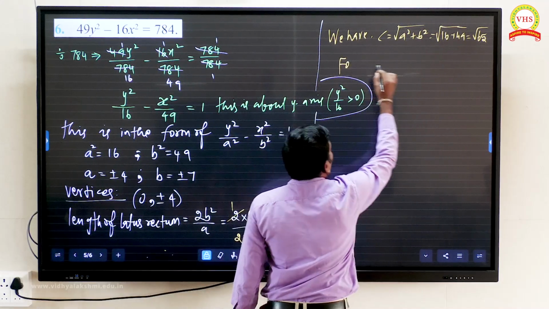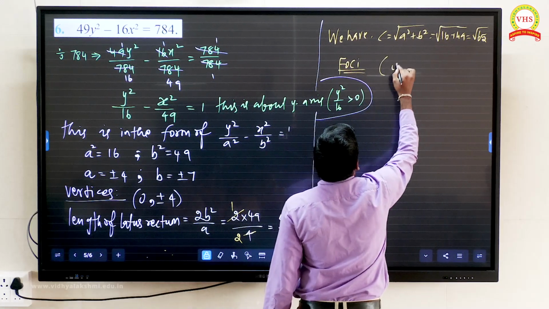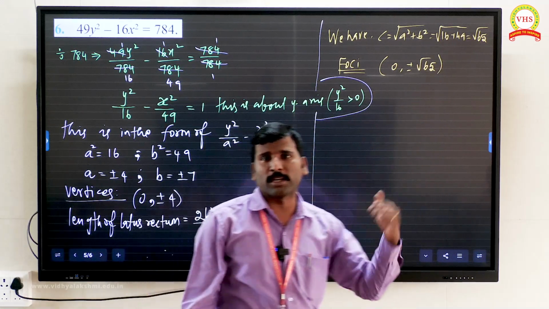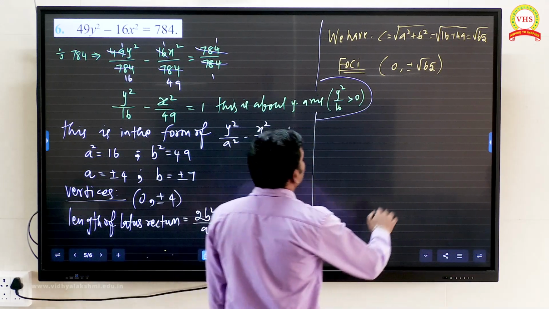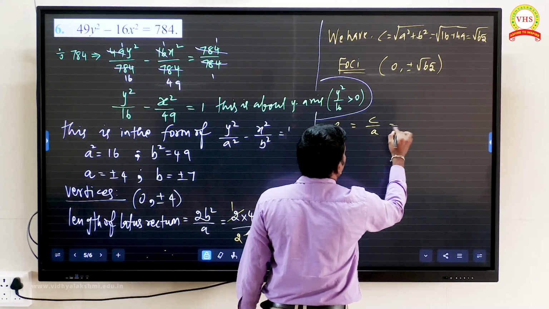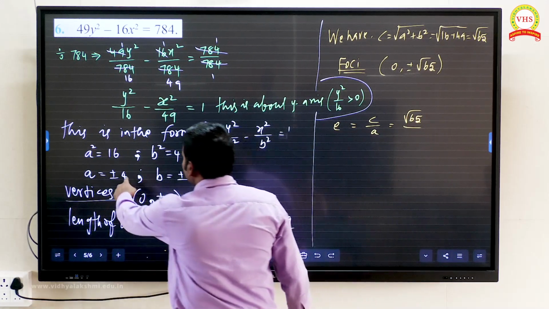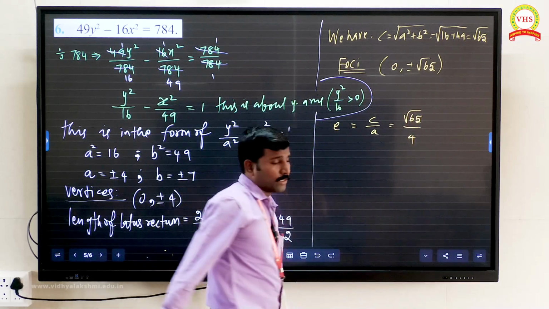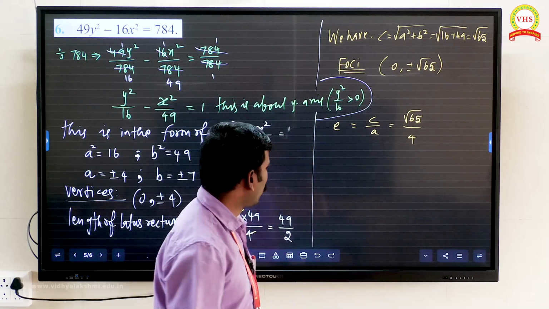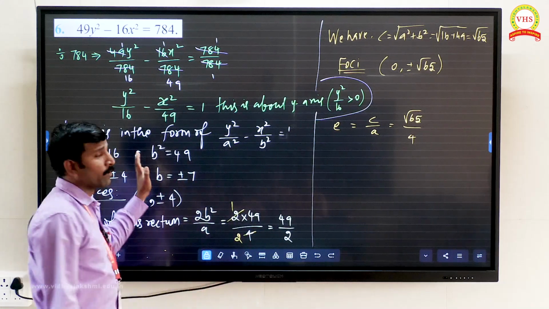Then foci, you can give plus or minus. Foci is 0 comma plus or minus root 65, because plus or minus on both sides we can give. And one more thing, they asked to find the eccentricity, c divided by a, which equals root 65 divided by 4. Root 65 and 4 are not possible to eliminate even after taking the conjugate, so leave it. So that is our eccentricity, foci, length of latus rectum and vertices. It's over. Is it okay, children?